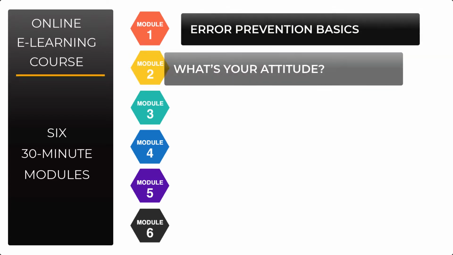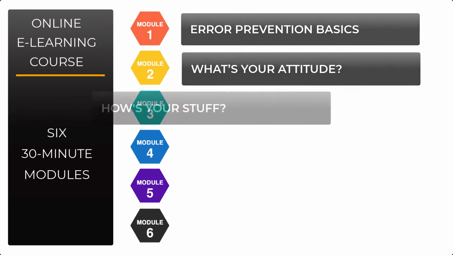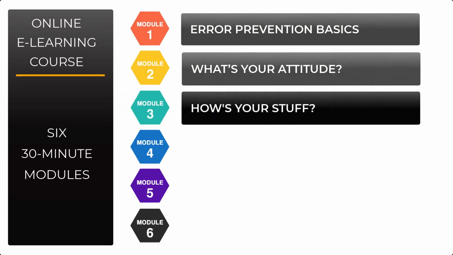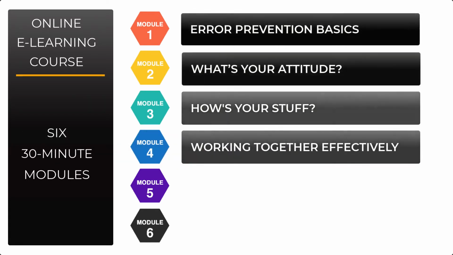Module 2, What's your attitude? Learn to recognize and neutralize 6 hazardous attitudes and 6 special situations that can lead to sudden loss of judgment. Module 3, How's your stuff? Learn how to analyze internal and external resources to determine if you have what it takes to successfully complete any given task or assignment.